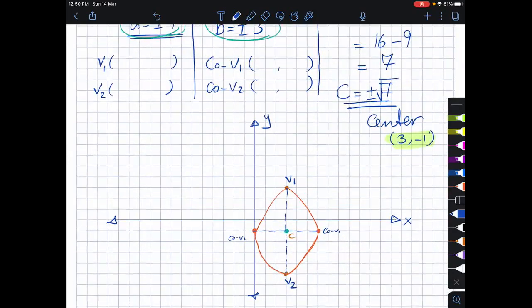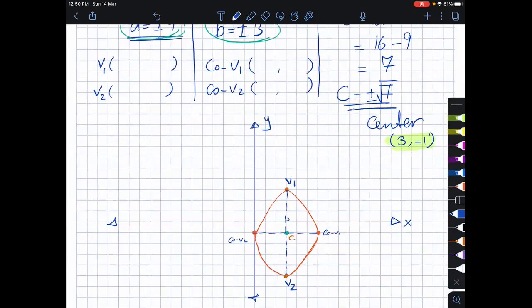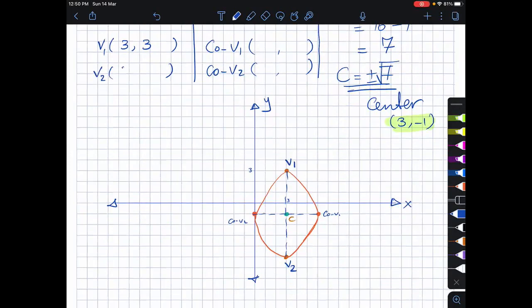So the vertex 1 is at (3, 3), and vertex 2 is at (3, negative 5). Co-vertex 1 is at (6, negative 1), and co-vertex 2 is at (0, negative 1). Very good. So that's the co-vertices.